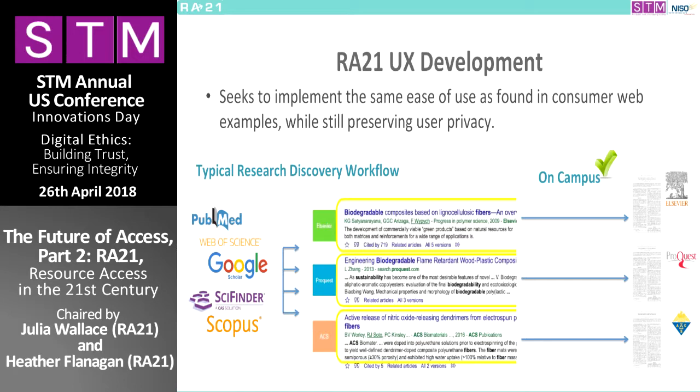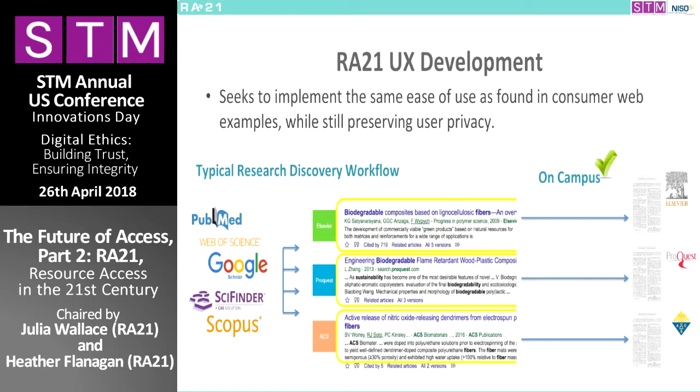For us, a typical research discovery workflow starts with a tool of the researcher's choice, and I've listed some common tools there where they might start a research discovery workflow. Ultimately, they're all going to end up with a list of candidate publications that the researcher chooses to view, and they are going to be across a number of different publishers. Nobody has the monopoly here.